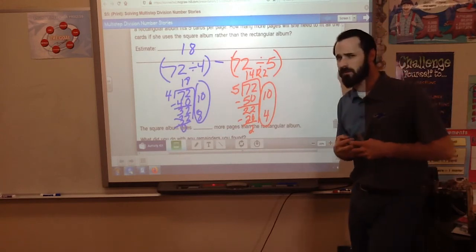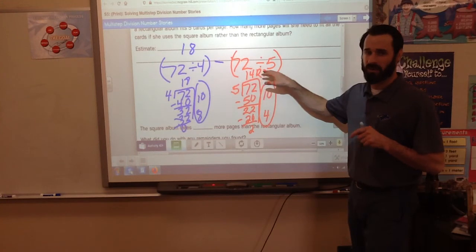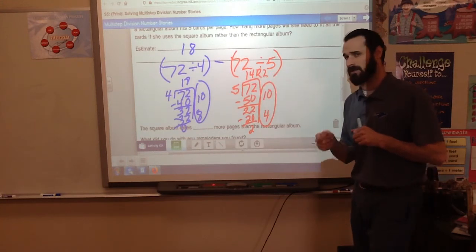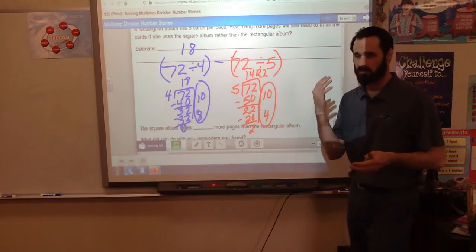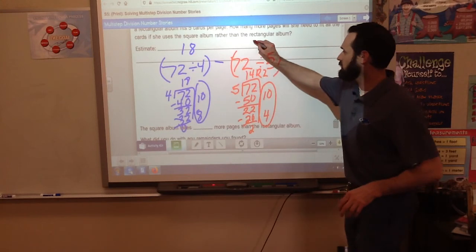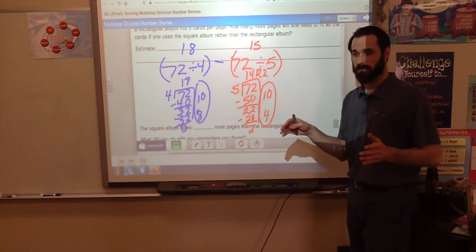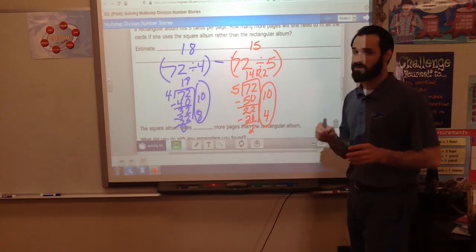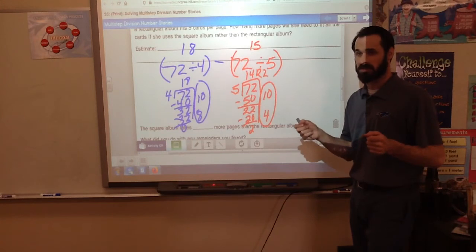But if you only use 14 pages, what this is telling us is if we use 14 pages, we're going to have 2 cards left over that aren't in there. So instead of just using 14 pages, we need to use an extra page. So instead of using 14 pages, you need 15. 14 pages have 5 cards in them. The 15th page is only going to have 2 cards in the sleeve or whatever it's holding.